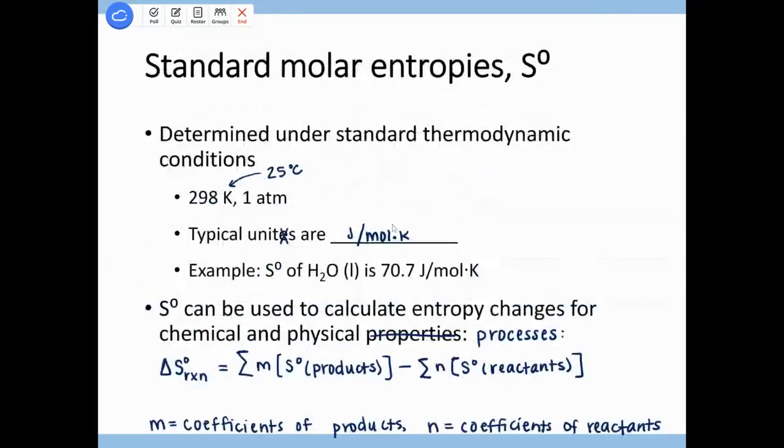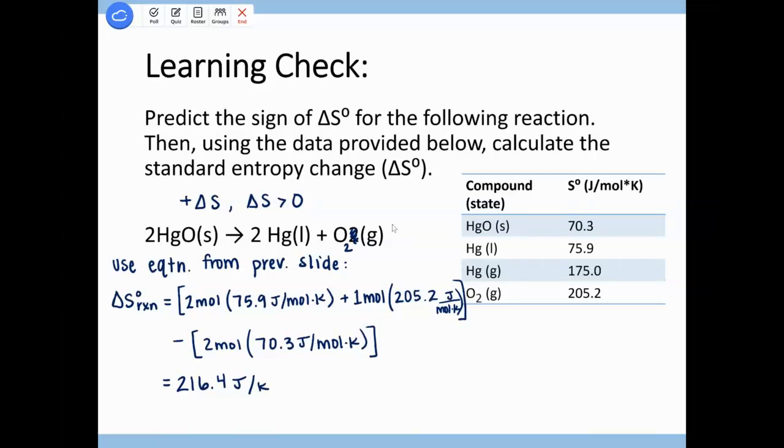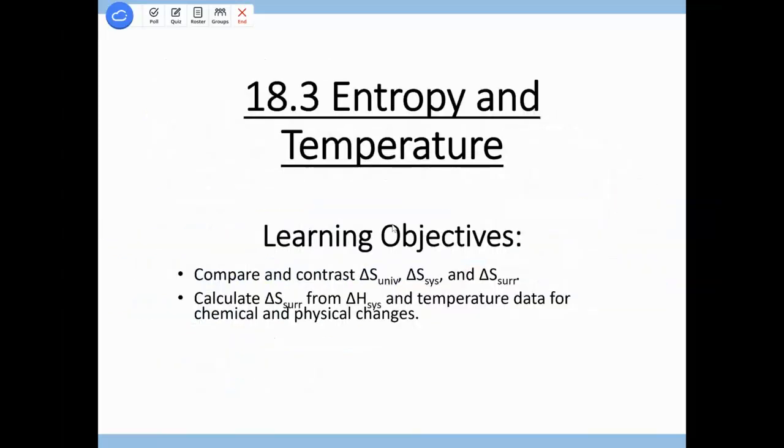We can calculate entropy using standard molar entropy. So these are known values you would have provided in a table, and you can find the change in entropy of a reaction. We'll also call this a system in our notes today. And that is just by multiplying the coefficient for products and their standard molar entropies, subtracting the sum of that of the reactants. So we did these two learning checks actually using that equation, and then now we're going to talk about temperature and how that might influence entropy.